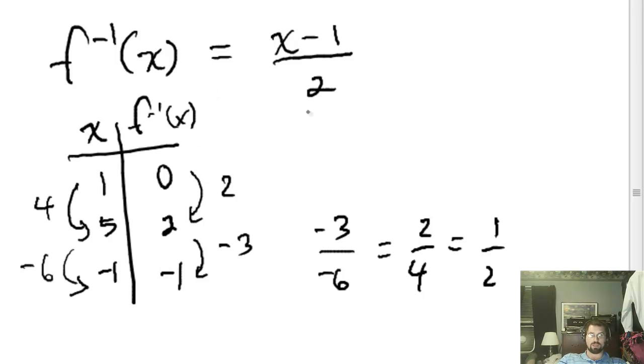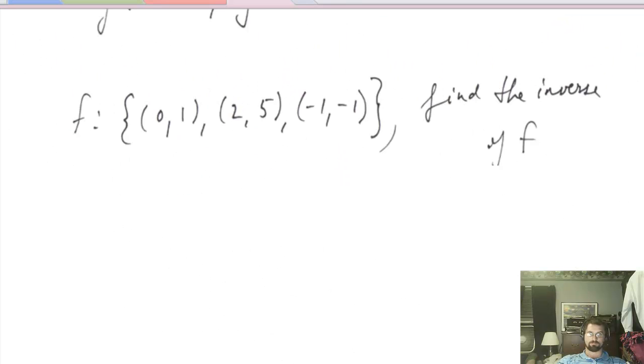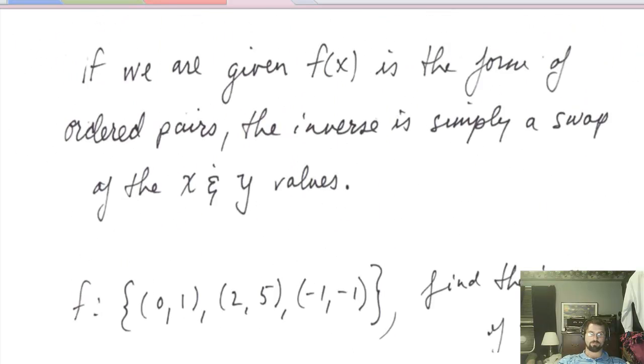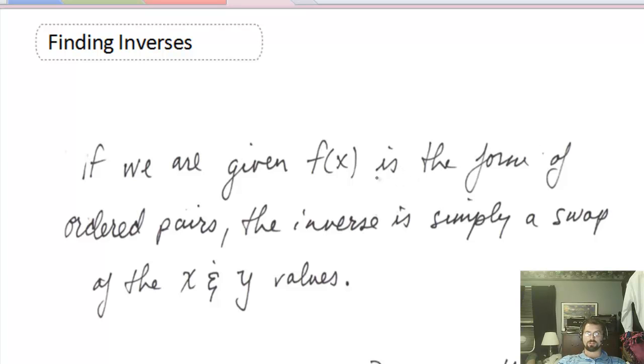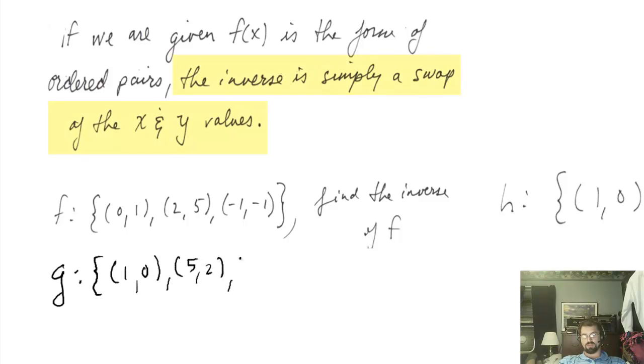But is there an easier way? And the answer is yes, there is. But before I go there, let me show you how to get the inverses of some other things. So, for example, if you're given a function in the form of ordered pairs, and you're asked to find the inverse, so the function is a discrete set of ordered pairs. Let's say g is the inverse of f, then g would look like this. It would be the ordered pairs swapping the inputs and the outputs.